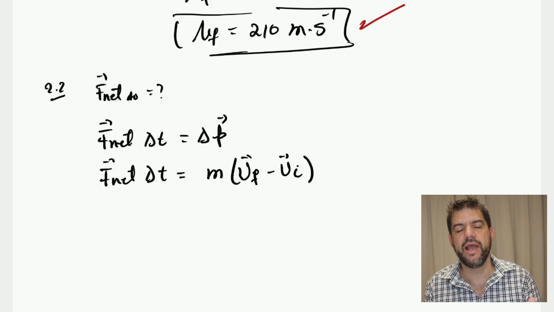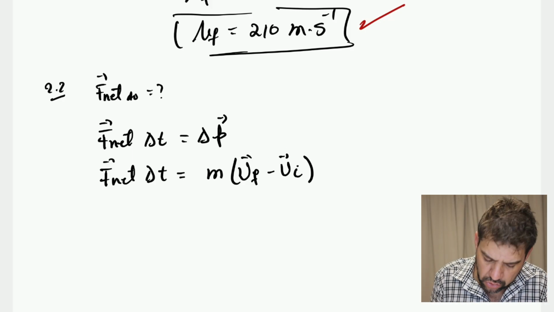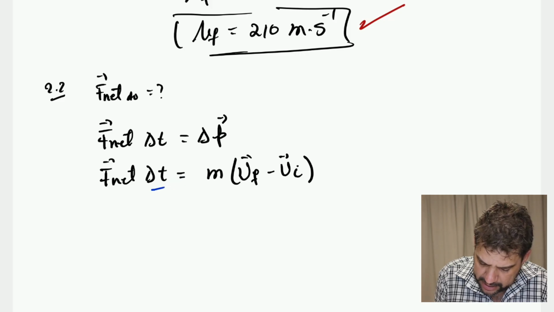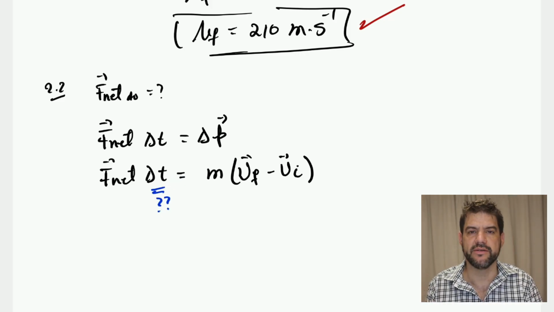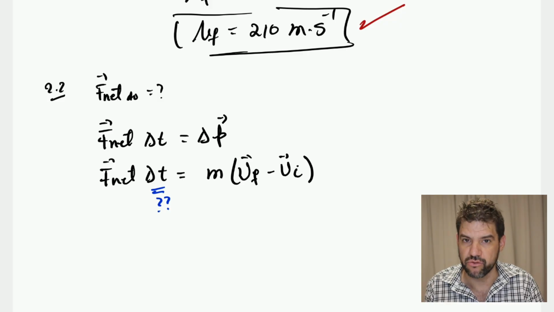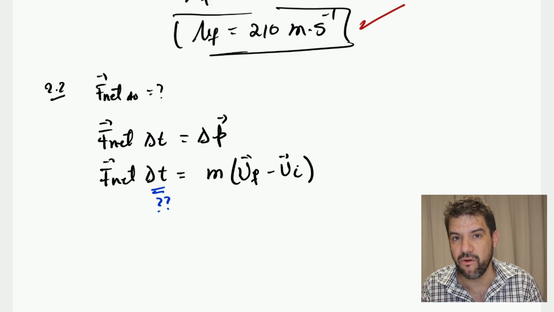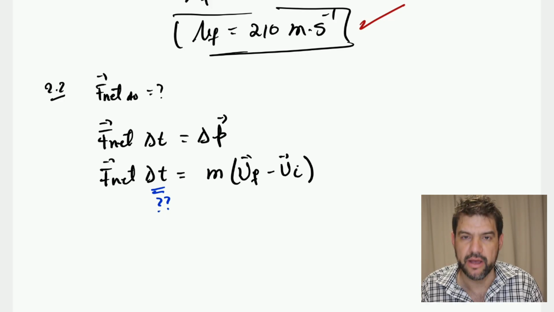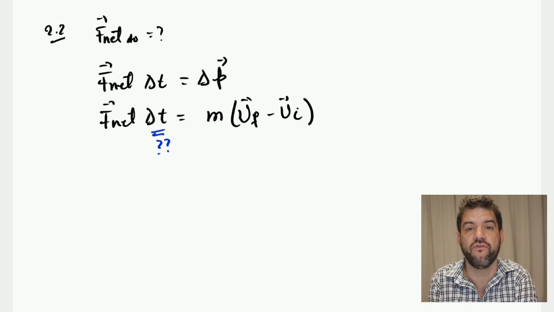But guys, we have a problem. We don't know the time. The time is not given to us, so it is not as simple as it looks. So we need to calculate the time. Now, how are we going to calculate the time? Well, we have to use an equation of motion.